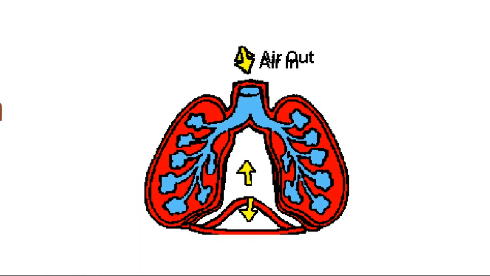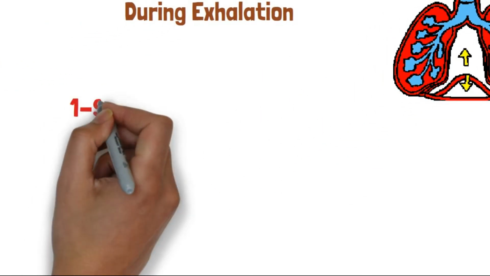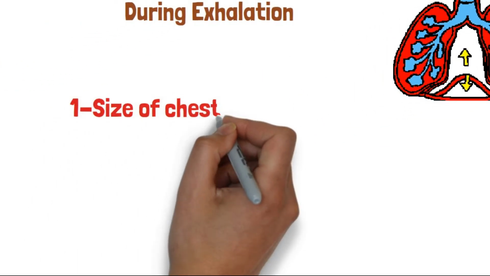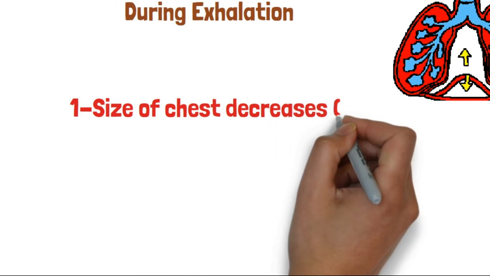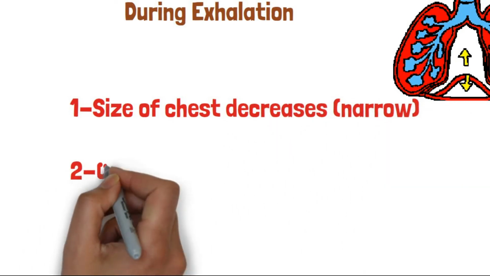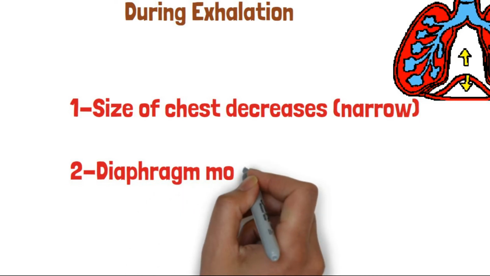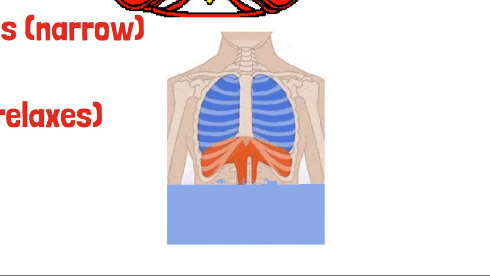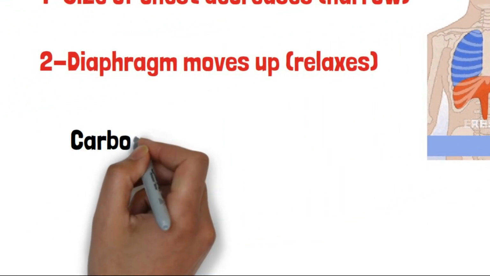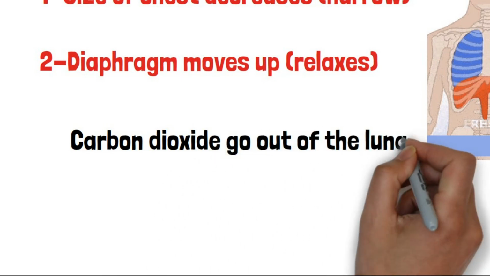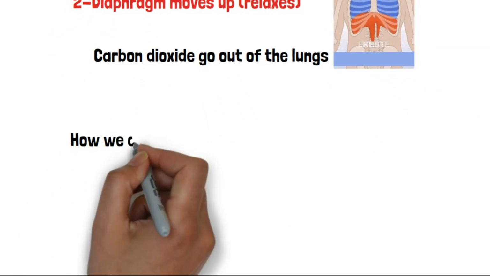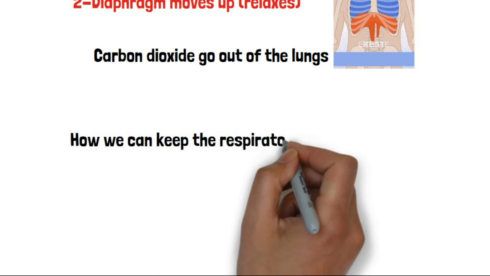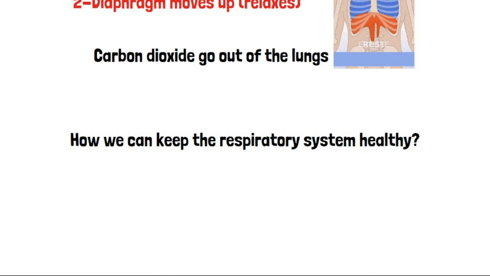During exhalation, the chest size decreases, becomes small. That means it's in a relaxed position. Decrease means become narrow. In inhalation the diaphragm moves down, but in exhalation the diaphragm moves up.